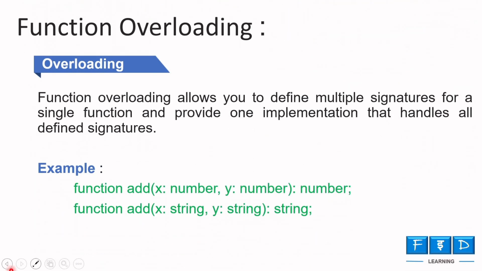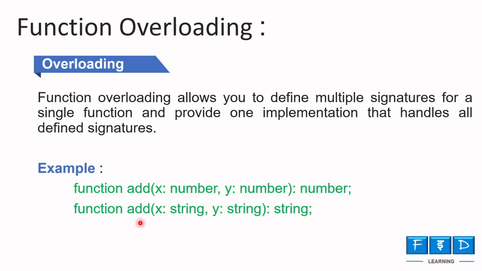Next, we will see the concept of function overloading. Function overloading allows us to define multiple signatures for a single function and provide one implementation that handles all defined signatures. And here you can see the examples, function name add, and here we are passing two parameters, x and y, along with the data type number, and this function will return a value of type number. So this is a return type and this is a parameter type.